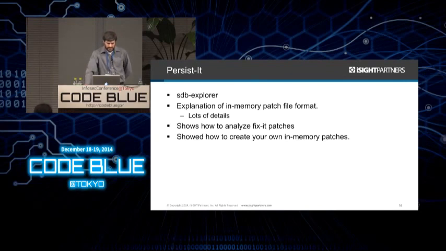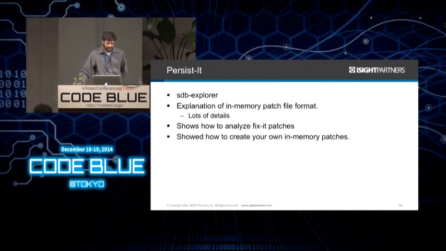So this is kind of a summary of my previous talk. I explained all the features of the STB Explorer tool that I wrote. I explained in very, very detailed the in-memory patch file format and how I went down the path of figuring it all out. There's lots of pictures of hex dumps, etc. If you're interested, you can find this talk on YouTube. Just search my name and Black Hat, you'll find it.